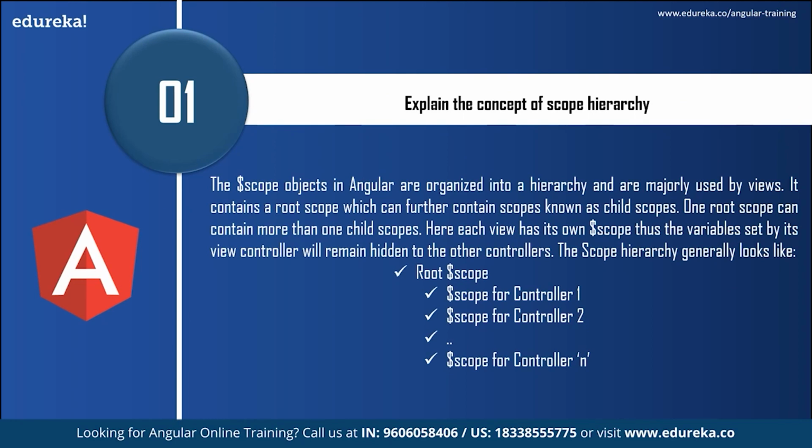So the scope objects in Angular are organized into a hierarchy and are majorly used by views. It contains a root scope which can further contain scopes known as child scopes. One root scope can contain more than one child scope. Here, each has its own scope, thus the variables set by its view controller will remain hidden to other controllers. Now the scope hierarchy generally looks like root scope continued by other scope controllers until n number of controllers.